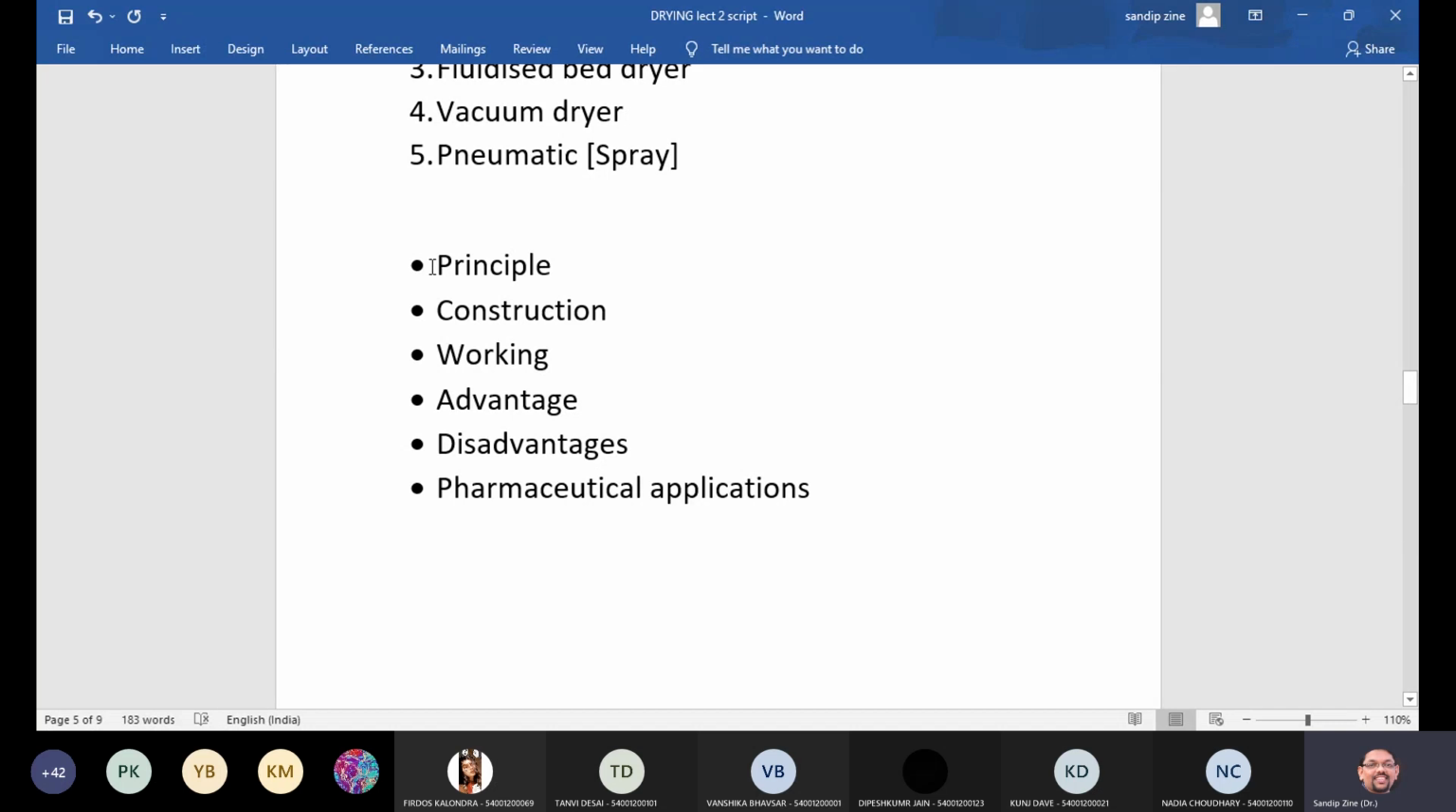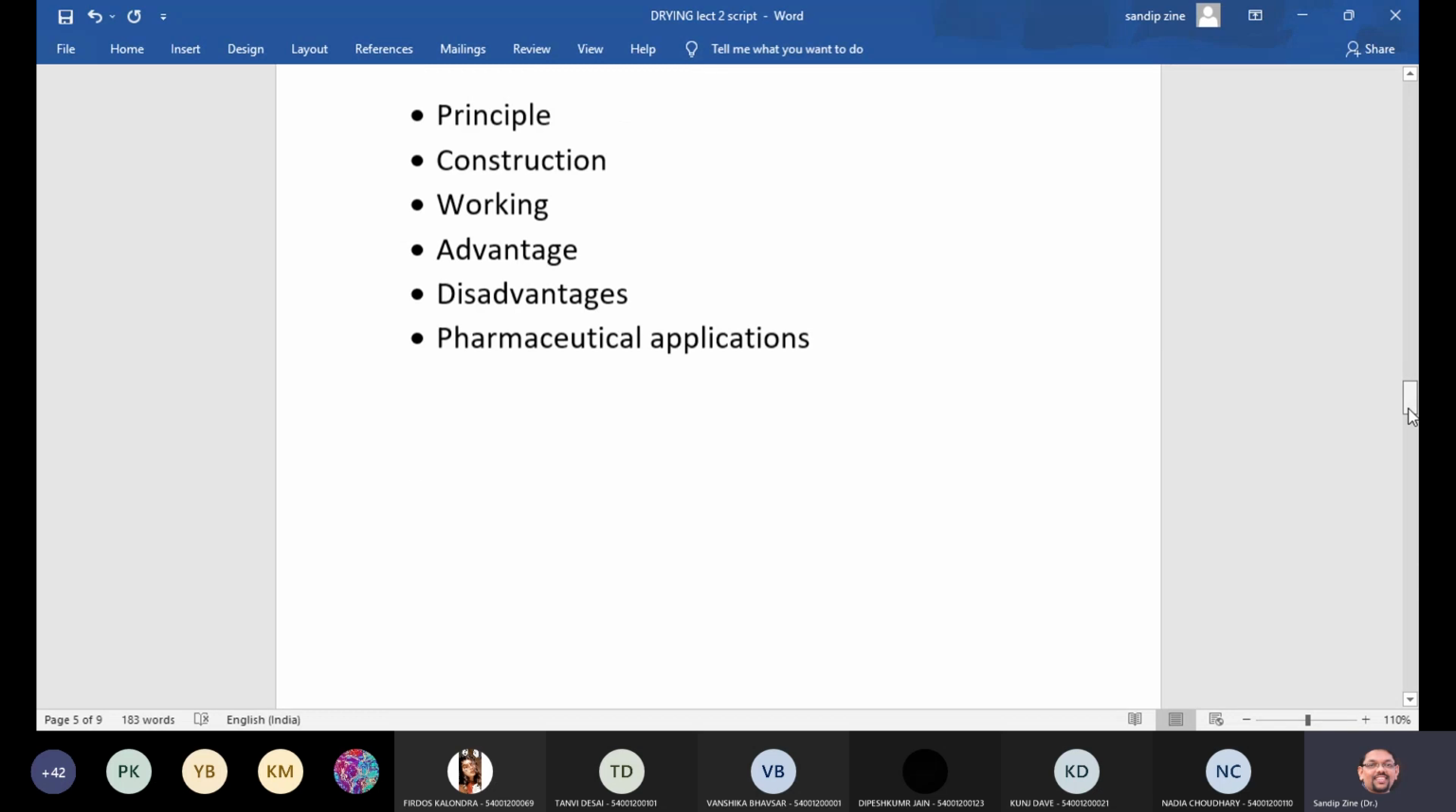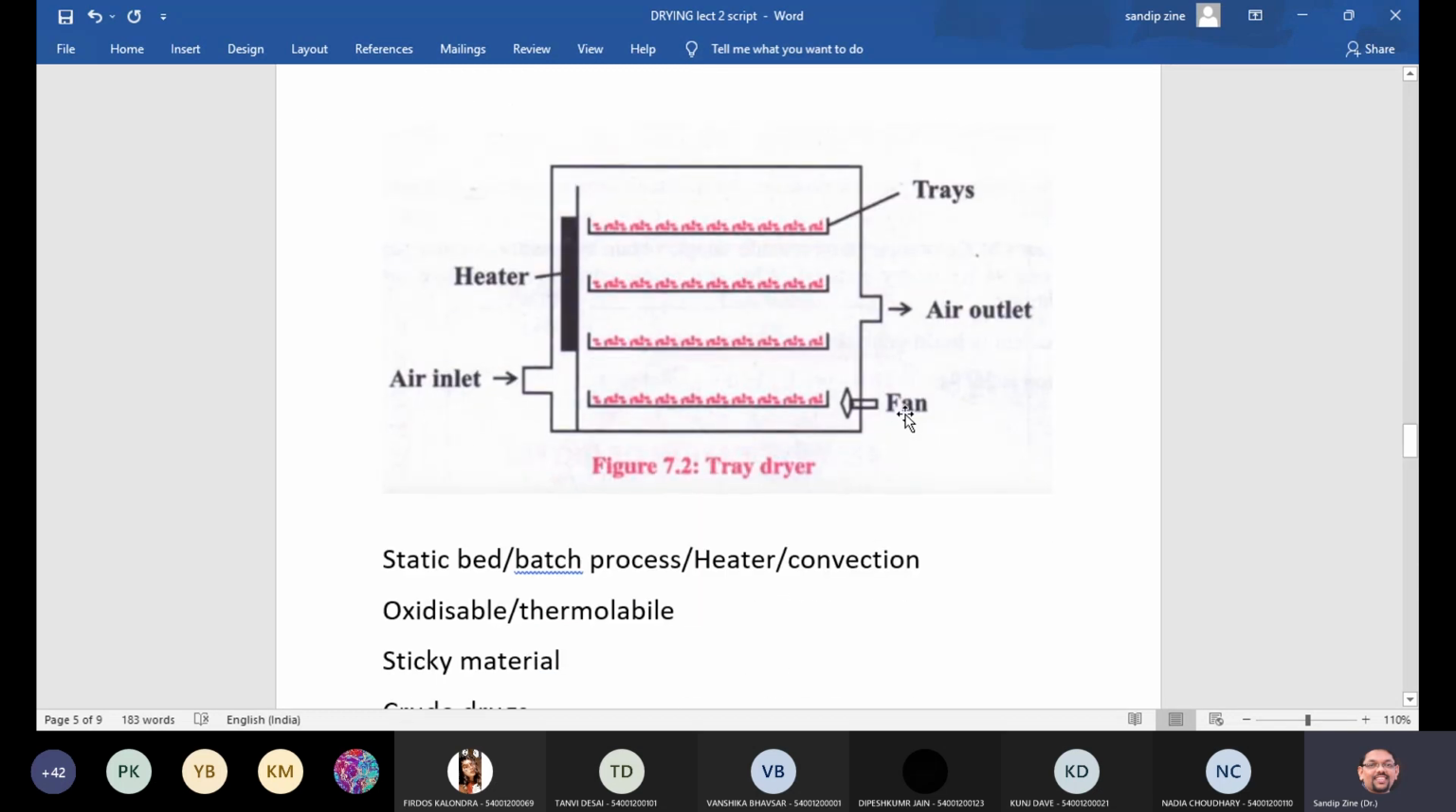So is it clear, the principle of tray dryer, construction, working, advantages, disadvantages and pharmaceutical applications? In this way we have to take all the dryers for discussion purposes. So this is the tray dryer. Any doubt over here? If you have any doubt or any problem, you can raise it right now, so that your understanding will become more clear.